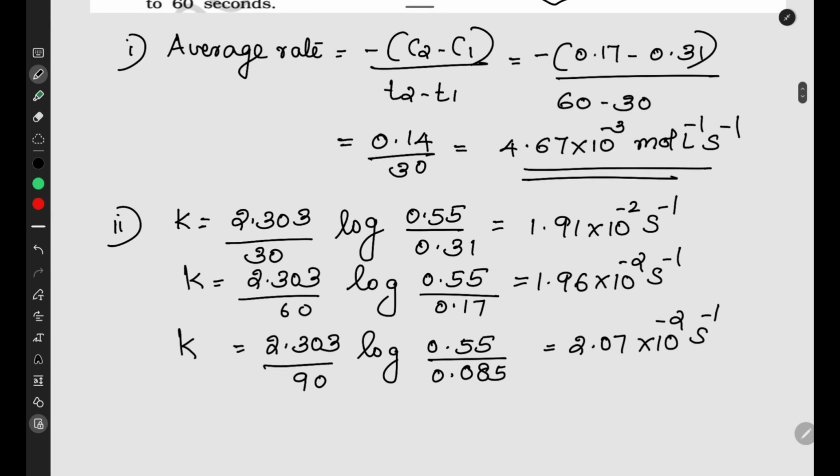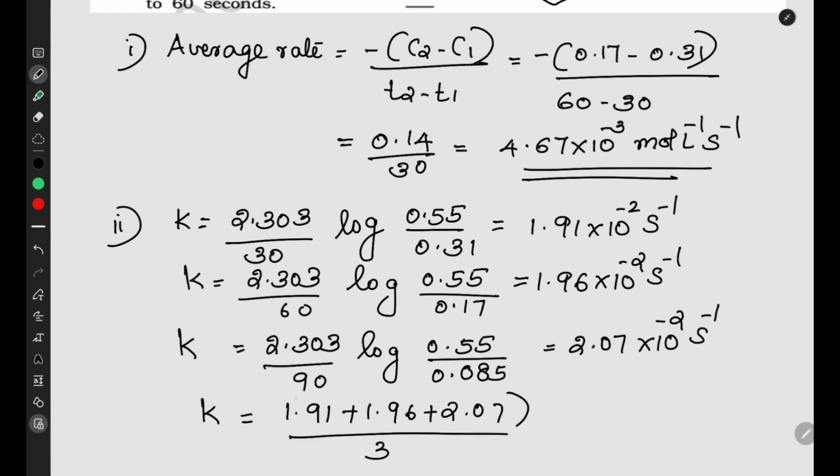Therefore, average of K is equal to 1.91 plus 1.96 plus 2.07. In all these cases, 10 raised to minus 2 is common, divided by 3 into 10 raised to minus 2. When we simplify, we will get 1.98 into 10 raised to minus 2 second inverse.